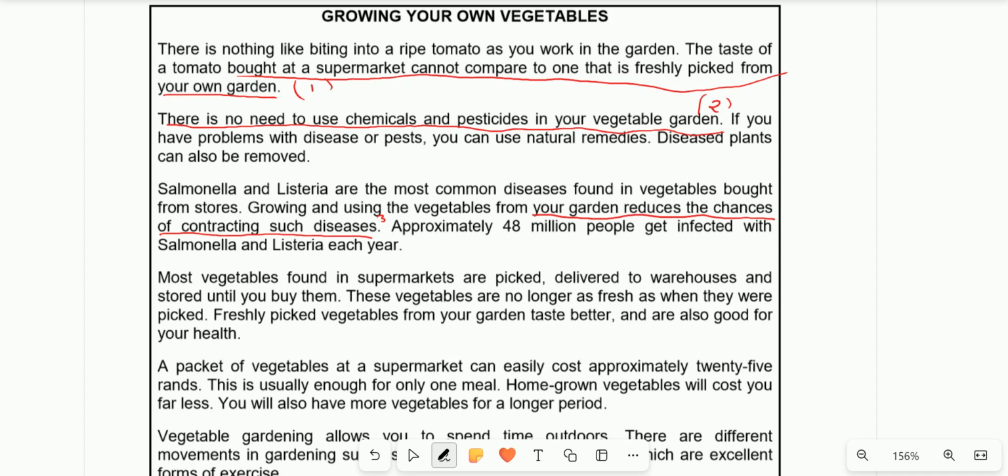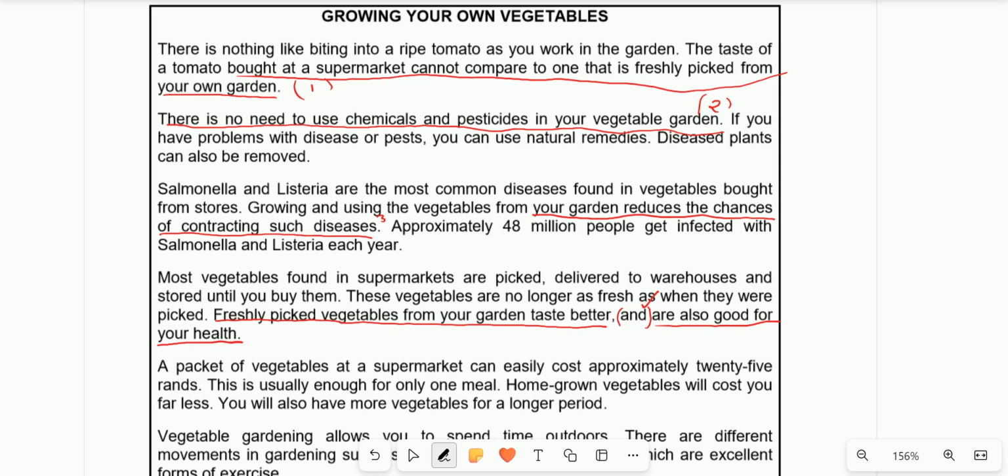Let us go to paragraph 3. Most vegetables found in supermarkets are picked, delivered to warehouses, and stored until you buy them. These vegetables are no longer as fresh as when they were picked. Freshly picked vegetables from your garden taste better and are also good for your health. Now, should you come across sentences of this nature, where you have such a long sentence and then the inclusion of the conjunction and another idea, are also good for your health. It is one sentence, but from this one sentence I'm able to deduce 2 facts.